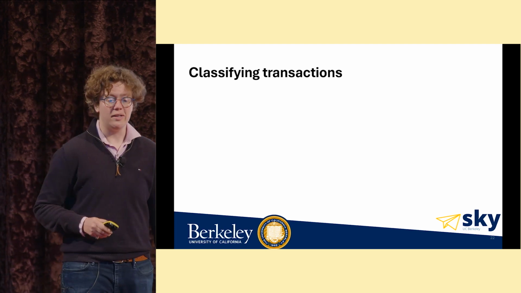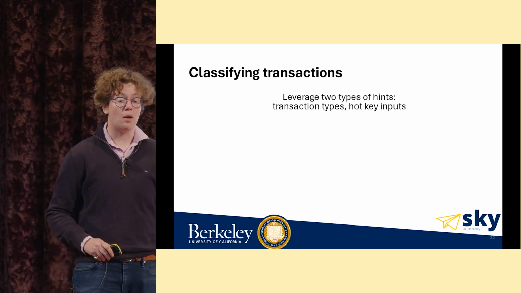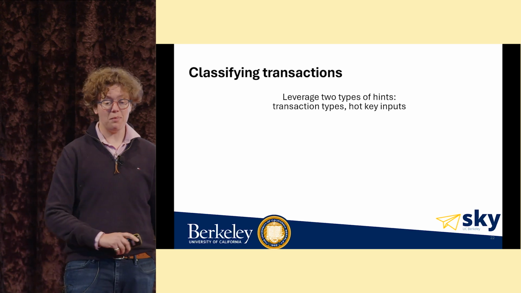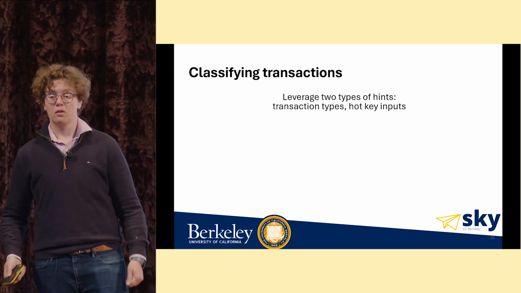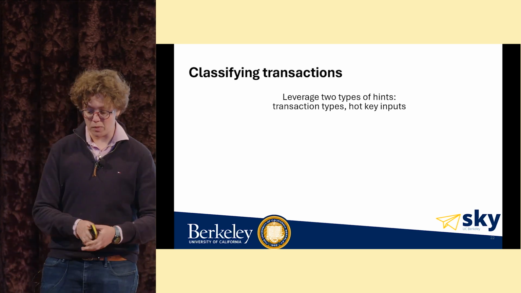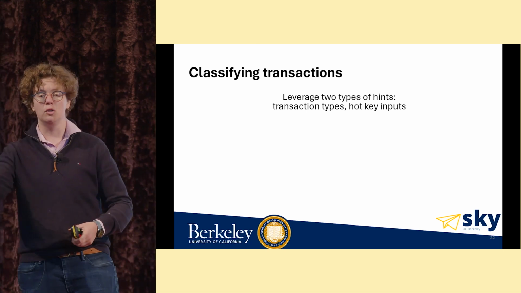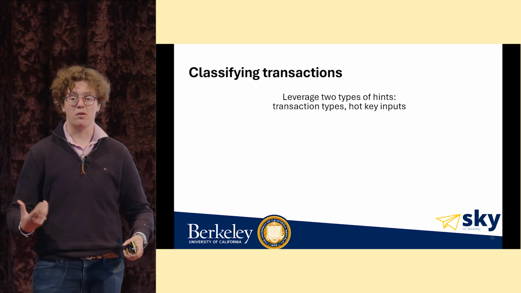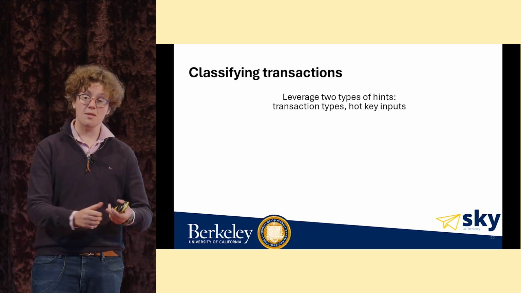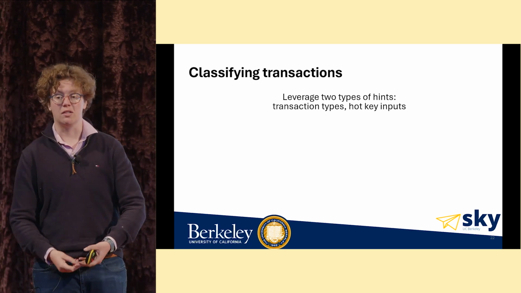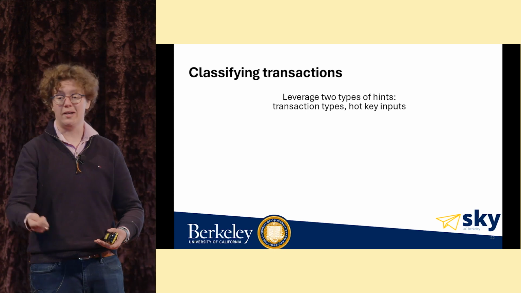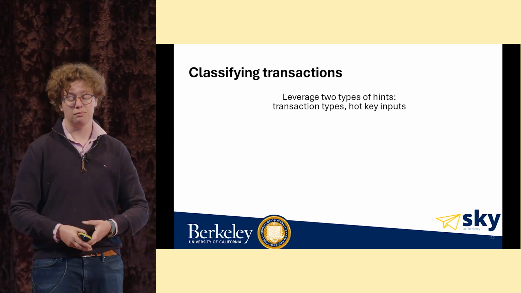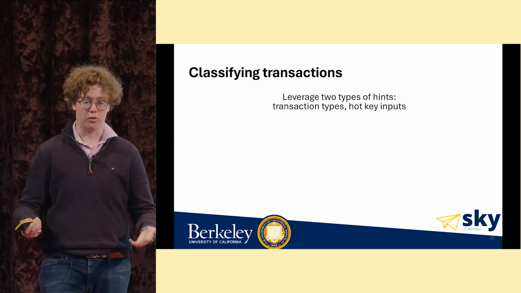So the way that we can do it is by leveraging two types of hints: transaction types and hotkey inputs. Transaction types: if you think of a benchmark, there's maybe 7 transactions: new order, delivery, payment, and so forth. This is the template that you're instantiating. You can either learn the template using statistics inside of the database, or you can specify it as an argument to the database. Both work.